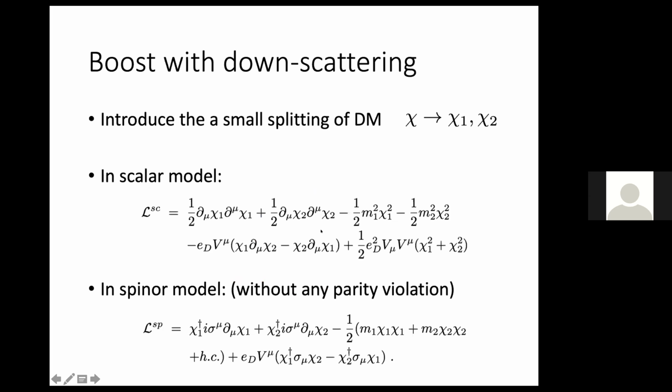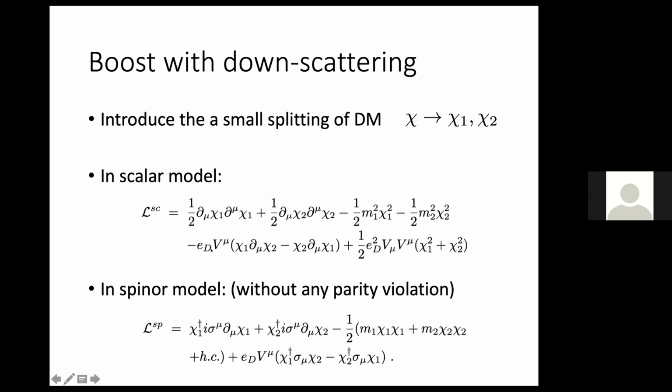To have a detailed model, we can write it like this. We consider two models: one is the scalar dark matter model, the other is the spinor dark matter model. For the scalar dark matter model, we first introduce a complex scalar that is coupled to the dark photon field.